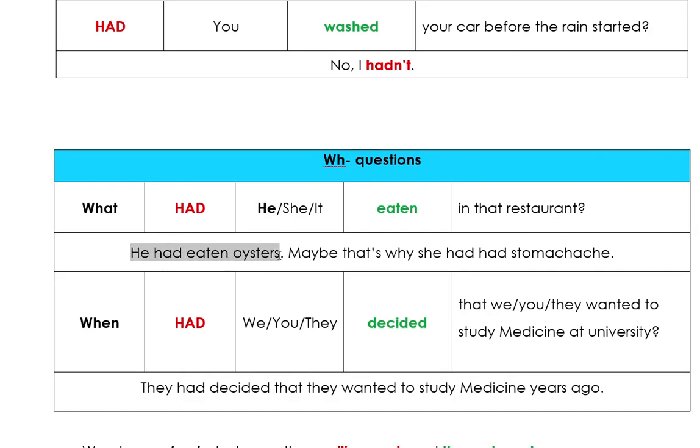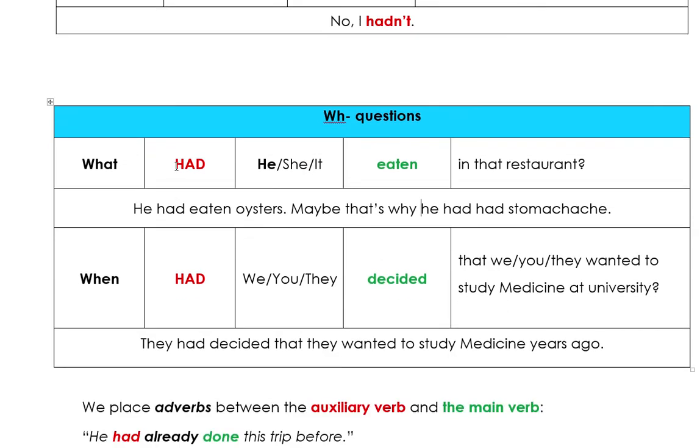He had eaten oysters. Maybe that's why he had a stomachache. ¿Ya? He had eaten oysters. Maybe that's why he had a stomachache. Es capaz que comió, él ha comido ostras. Capaz por eso es que se siente mal de la panza, que tiene dolor de estómago. ¿Sí? Y como me preguntan en pasado perfecto simple, yo respondo en pasado perfecto simple.